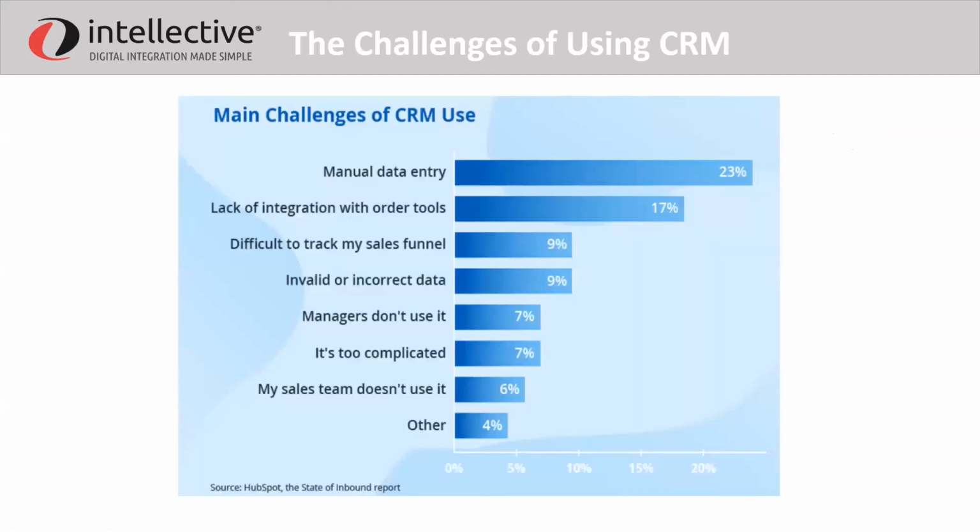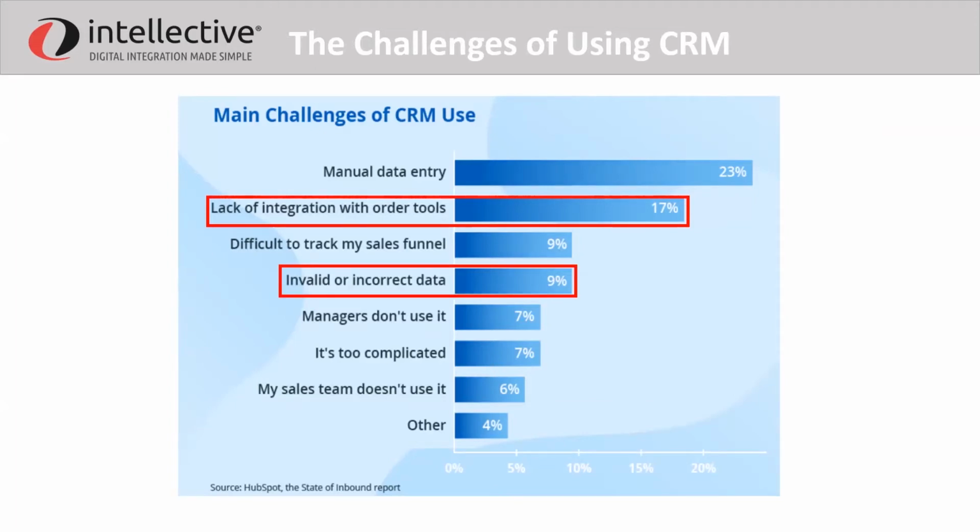So this is some information from HubSpot. They actually went out and talked to people. What are the main challenges of using the CRM system? Why aren't you using it? Why aren't you adopting it? Now, this was done a little bit for sales, but I think it's still relevant for anybody using Salesforce or a CRM system today. The number two complaint or challenge about using a CRM system was lack of integration with order tools. Now, that's with order tools, but I think lack of integration with any business application or any repository is a major hindrance. Also, the issue of having incorrect or invalid data.